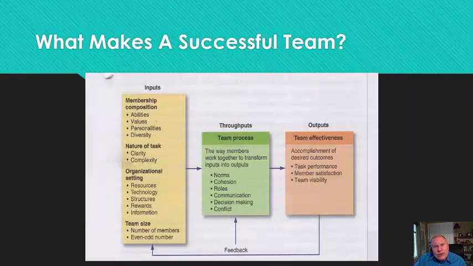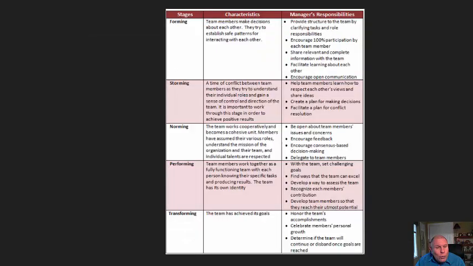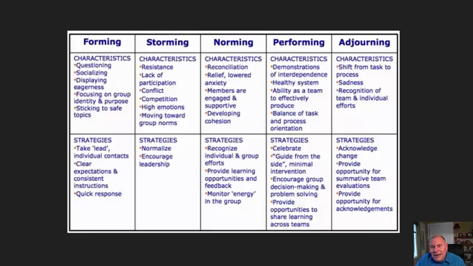Here on this screen, we see there's the inputs, the process, and then the outputs. Without the process, teams simply don't work. Okay? They need a process. So it ranges from taking the lead to make things move, normalizing, recognition of the group's efforts, monitor the energy, celebrate, guide, encourage, acknowledge, provide opportunity for team evaluations.